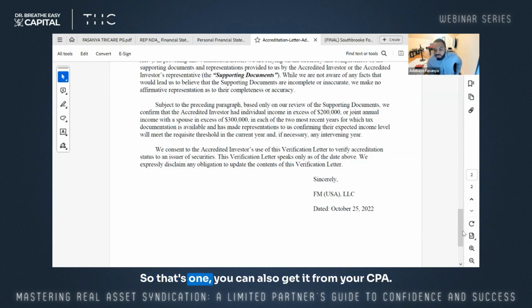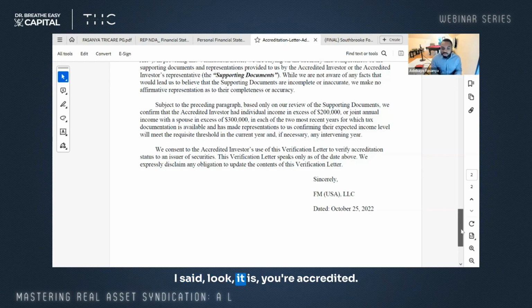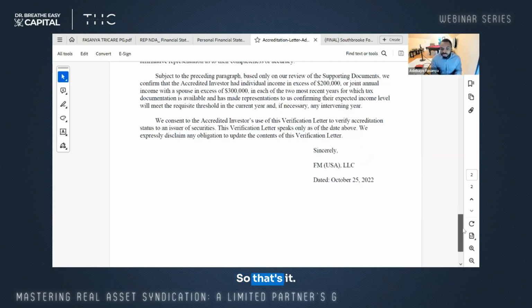That's one way. You can also get it from your CPA if you're really worried about sending your information to a third party. I always say your CPA is also a third party, by the way, but at least you trust them, and they can write you a letter saying, look, you're accredited. So that's it for that.